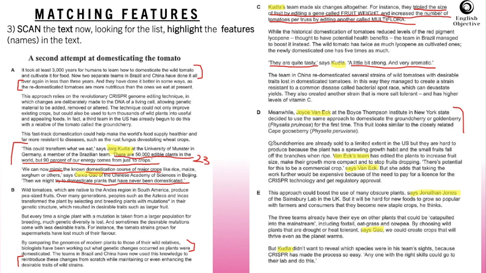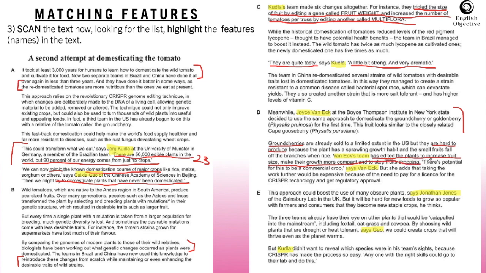This fruit looks similar to the closely related ground cherries already sold. So that's quite interesting. Hard to produce because the plant has a sprawling growth habit. The branches went ripe. So these ground cherries are hard to produce. She has edited the plants to increase fruit size, make their growth more compact, and to stop fruits dropping. There's potential for this to be a commercial crop.